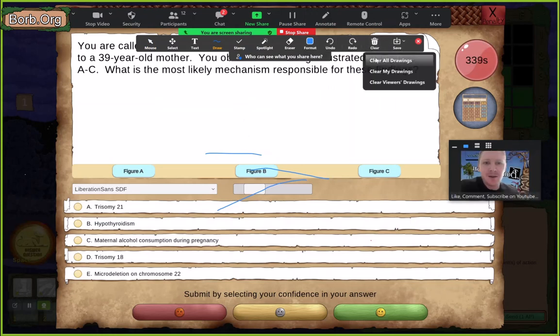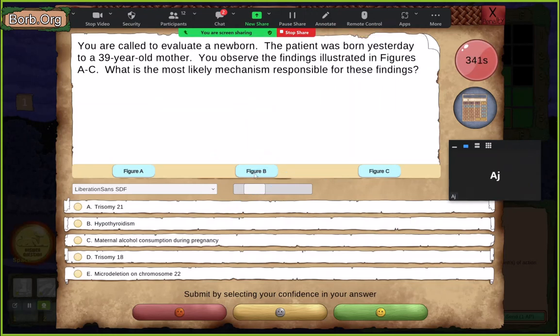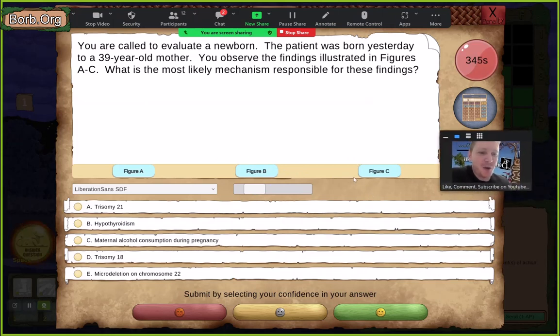Clear. Okay. So what are you thinking in terms of answer choices now that we have three kind of weird things going on? Trisomy 21, A. With what confidence are you thinking? Because of the third image, I'm pretty confident on this one. Yeah, I think that's right.